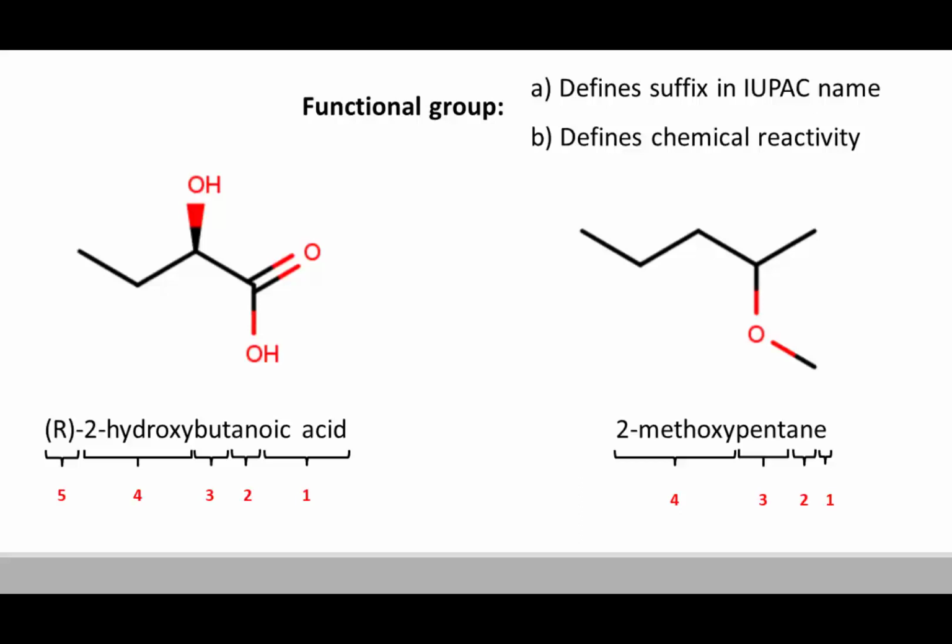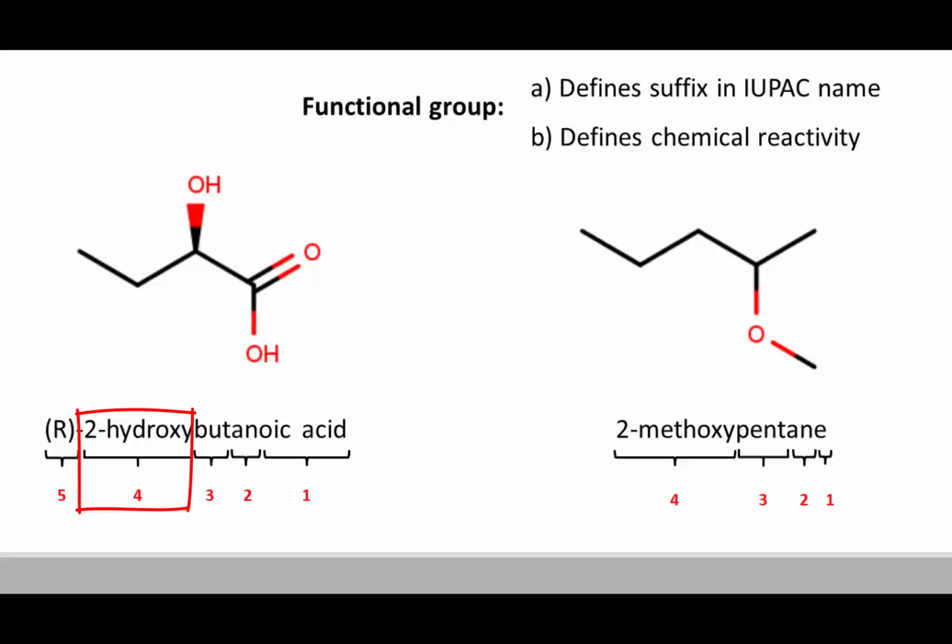The name for the left-hand side molecule has 5 parts or subunits. The carboxylic acid functional group determines the suffix, oic acid. Part 2 and 3, AN and BUT, indicate no carbon-to-carbon double bonds and that the parent chain has 4 carbons, respectively. Part 4 indicates the presence of the hydroxy substituent on carbon number 2.